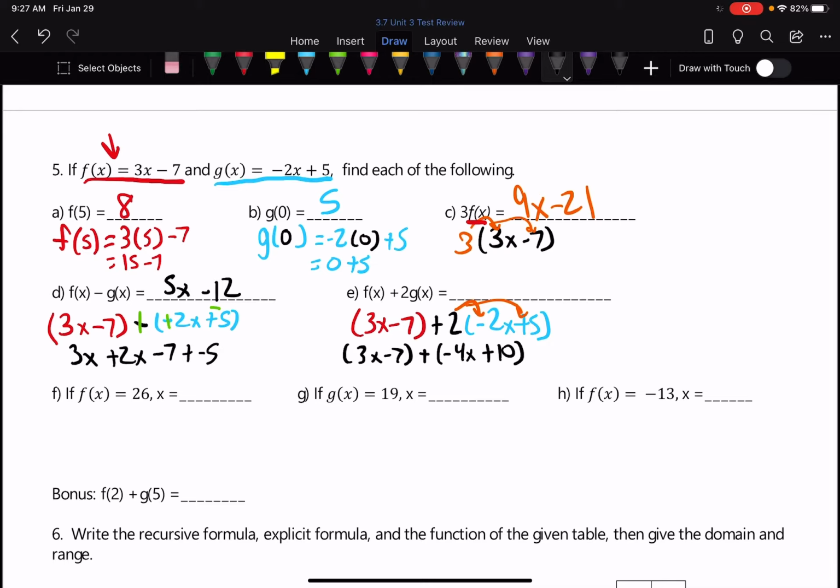And then I'll combine like terms. I've got a 3x and negative 4x, negative 7 plus 10. 3x minus 4x is going to give us negative 1x, or you could put negative x. Negative 7 plus 10 will give us a positive 3.